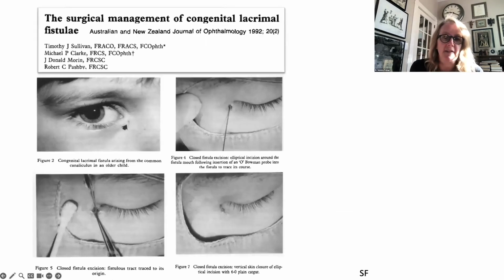So this is a great article by Tim Sullivan, and it shows a young person with a congenital lacrimal fistula with the arrow pointing it out. This is the procedure I use. I place a Bowman probe as far into the fistula as I can. Some are a blind pouch, and some do connect up with the lacrimal system. I then take an 11 blade followed by a small scissors, and I just cut a circle of skin and fistula around that probe while the probe is in place. And then I put simple cutaneous sutures in. Next.